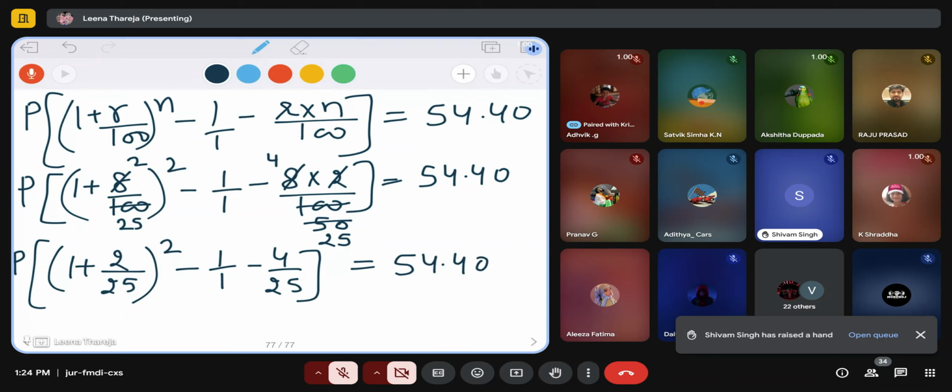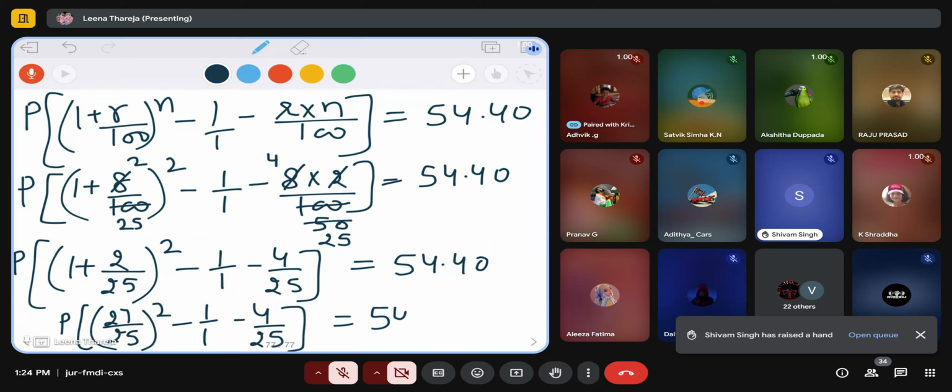1 plus 2 by 25 is how much? 27 by 25. So 27 by 25 whole square minus 1 by 1 minus 4 by 25 as it is, 54.40 as it is. Should I move? Now you just open the 27 square and 25 square. Everyone knows that 27 square will be 784. No, 729. That is 28 square. 7 sevens are 49, yeah, 729. Should I change or not?